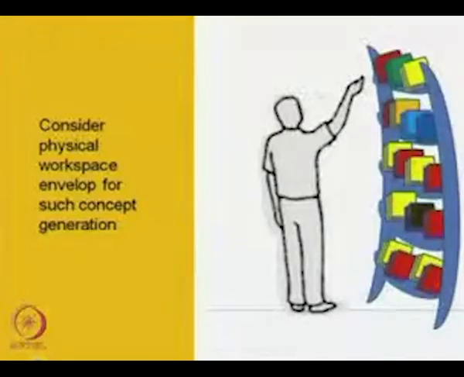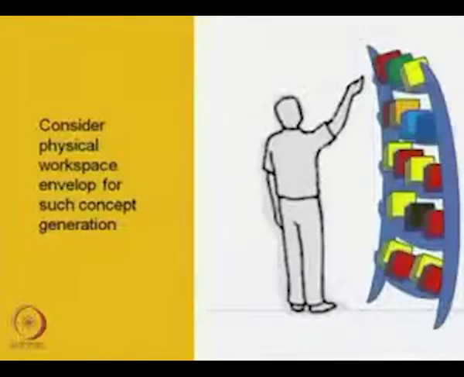Earlier we discussed the arm space envelope, the total arm arc and the vision arc. With that, this type of rack design is possible, where the total surface area may have a curved appearance and the topmost part will be within arm reach. So consider the physical workspace envelope for such concept generation.